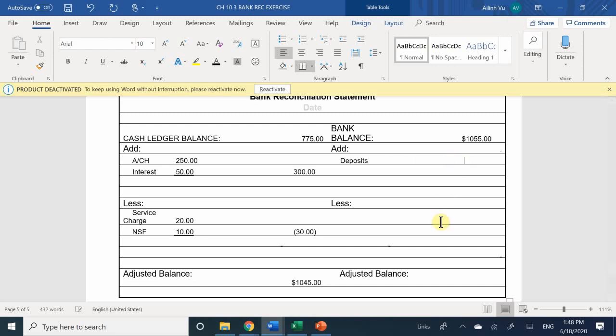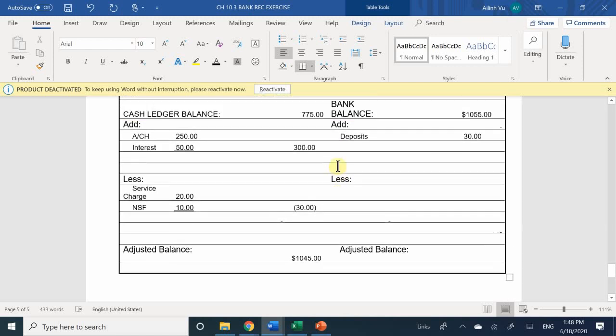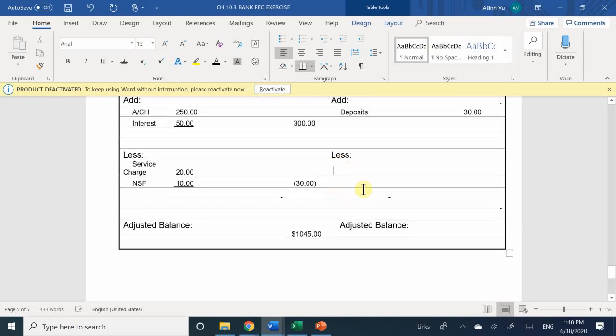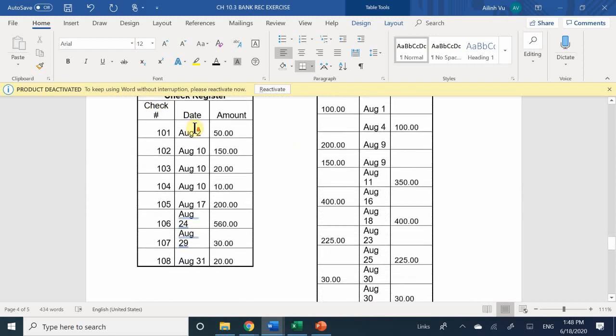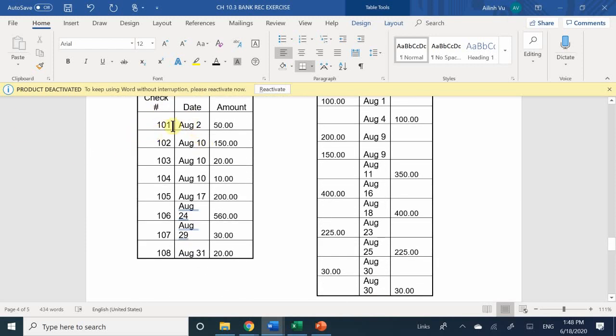Okay? So we're adding the 30. We're adding the 30. Okay. Now we need to less our outstanding checks. I'm going to write O/S so you guys can understand that's an outstanding check. Okay, so let's go ahead and look at our check register. Okay, so here's our check register. We notice that we have 1, 2, 3, 4, 5, 6, 7, 8 checks that we have written.